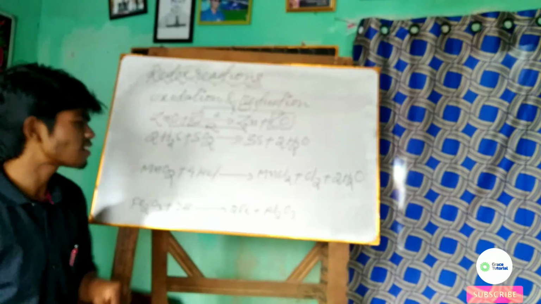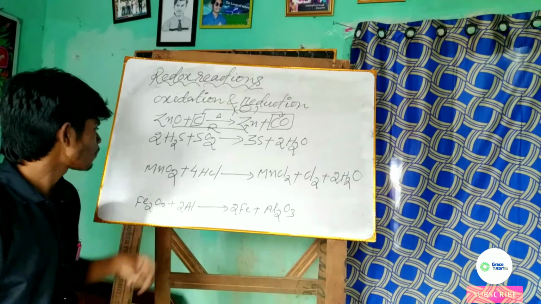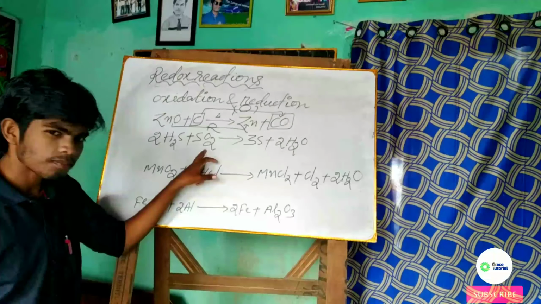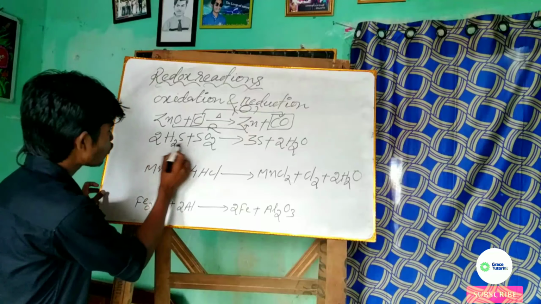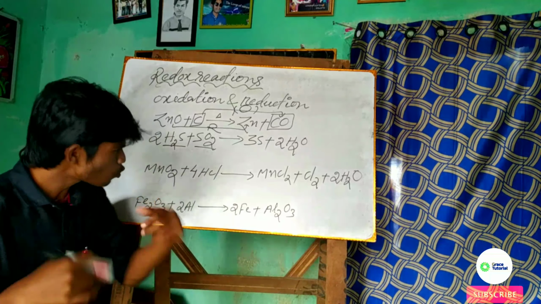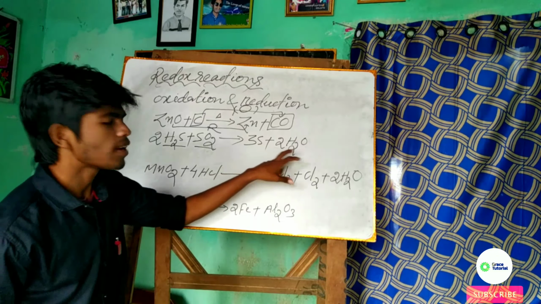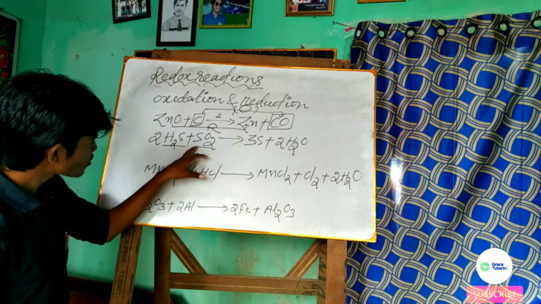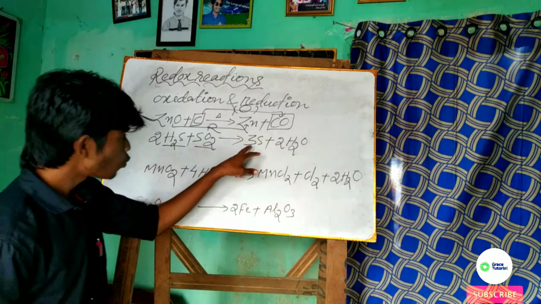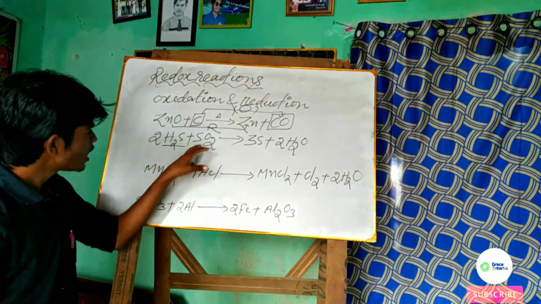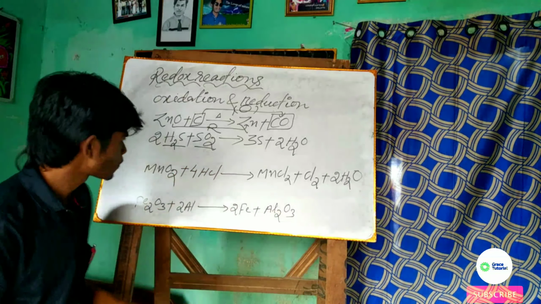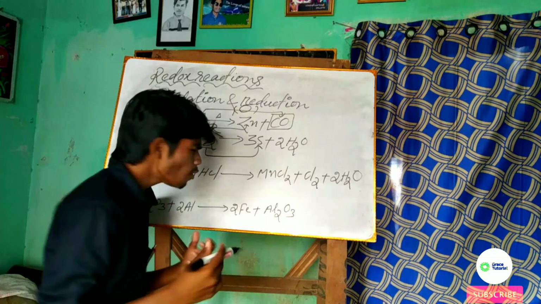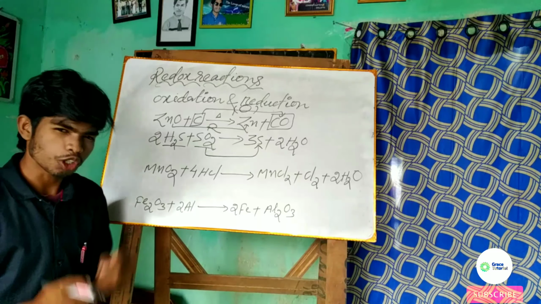Let us take one more example to make you understand it very clearly. We have hydrogen sulfide and sulfur dioxide, and when the hydrogen sulfide and sulfur dioxide react together, then what happens? We get sulfur as well as water. So what happened here? If you look at this, we have sulfur dioxide, but here we have sulfur. That means here the oxygen has been removed. So the removal of oxygen is known as the reduction.